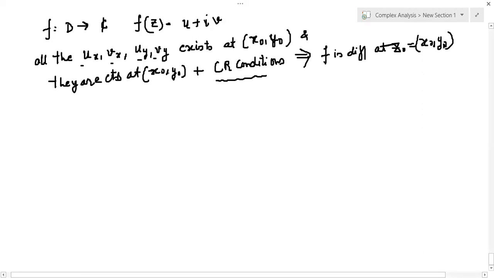But if Cauchy Riemann conditions are holding at a point, it does not necessarily imply that the function is differentiable at that point. Therefore, we need to know what are those additional conditions by which I can imply differentiability. So if ux, vx, uy, vy exist and they are continuous at x naught comma y naught and Cauchy Riemann conditions are met, then the function is differentiable at that particular point. So this is very important, and you should really remember that. I hope you're going to really remember all these conditions.